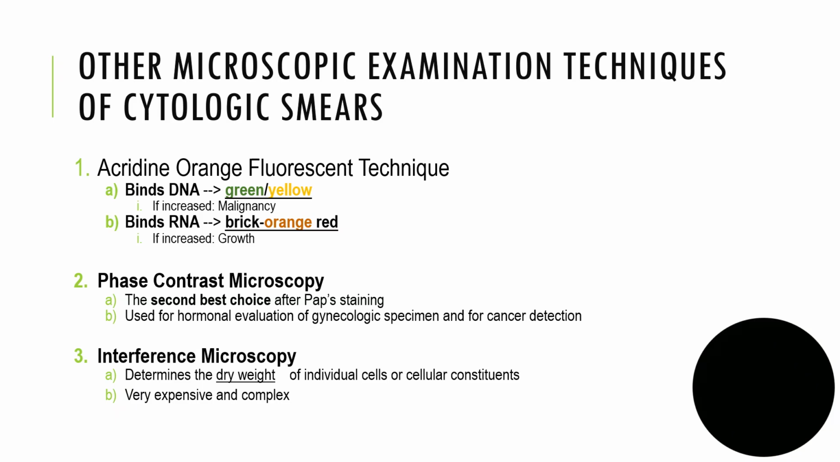Third, we have interference microscopy. This is a highly specialized technique that determines the dry weight of individual cells or cellular constituents by measuring optical path differences. It provides quantitative information about cellular composition. However, it is very expensive and complex, limiting its use to specialized research settings.